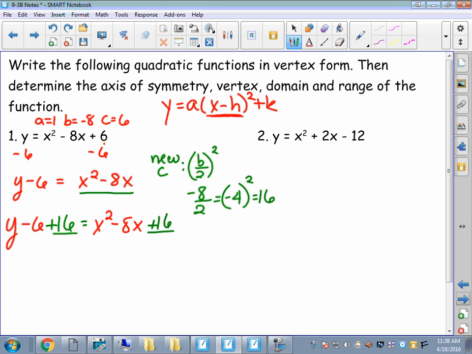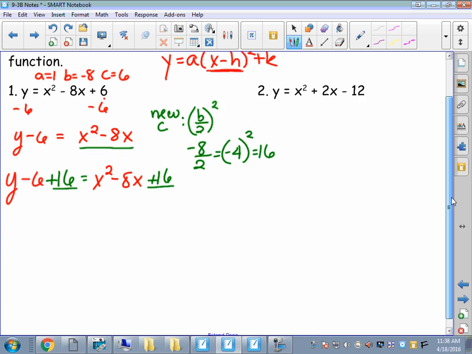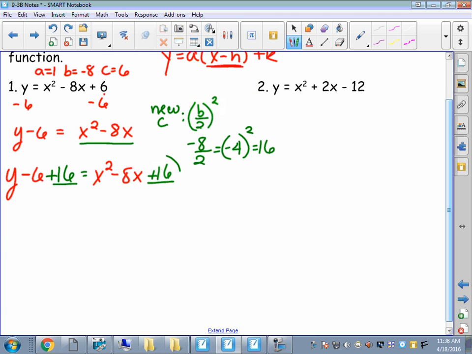In equations, as long as you're consistent, I made the left side 16 bigger, I made the right side 16 bigger, it's still equivalent. By doing that, this becomes a perfect square trinomial. So now I need to factor that perfect square trinomial. What multiplies to give me 16 and adds to give me -8 is x minus 4 times x minus 4, or the quantity x minus 4 squared.